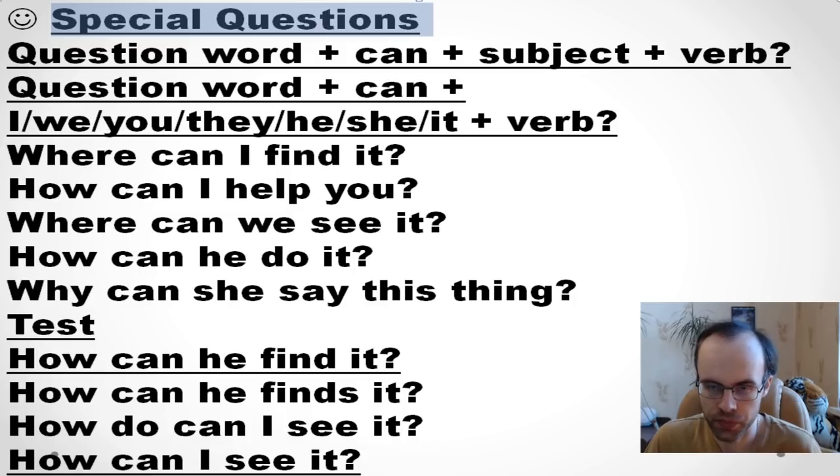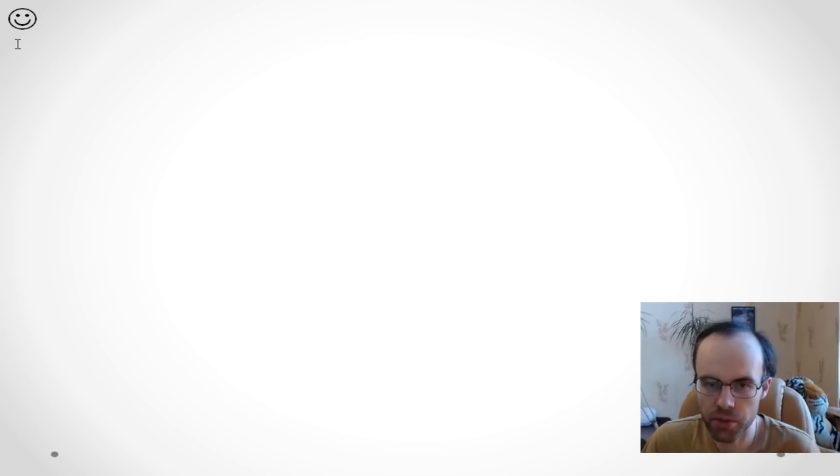Special questions. Question word plus can plus subject plus verb. Question word plus can plus I, we, you, they, he, she, it plus verb. Where can I find it? How can I help you? Where can we see it? How can he do it? Why can she say this thing? Test. How can he find it? How can I see it? Okay, very good.